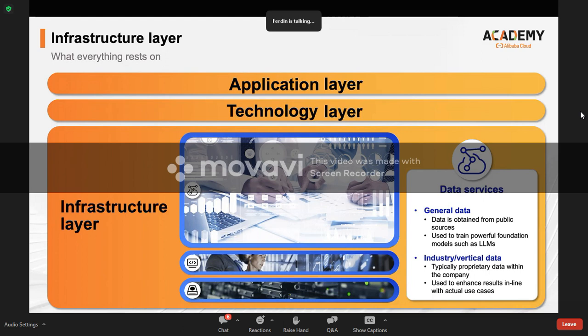And then for the industry or vertical data, we typically use the proprietary data within the company, and it is used to enhance the results in line with the actual use cases.